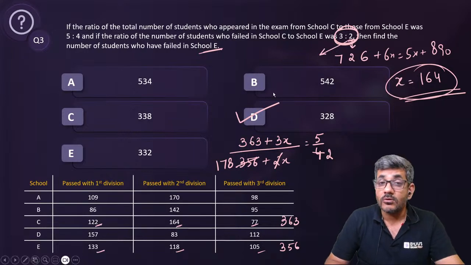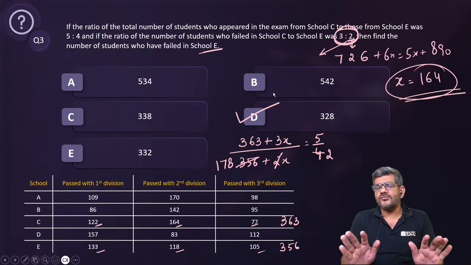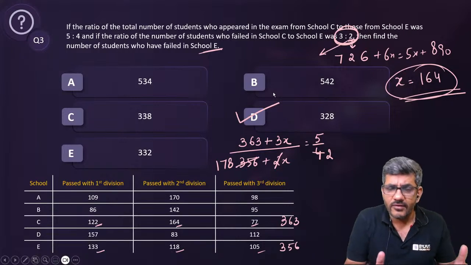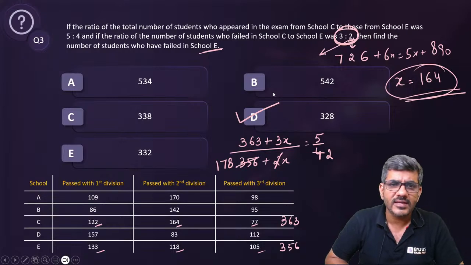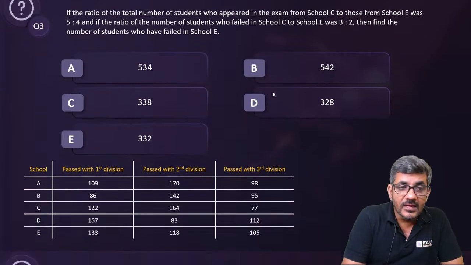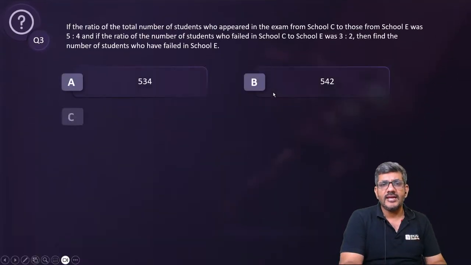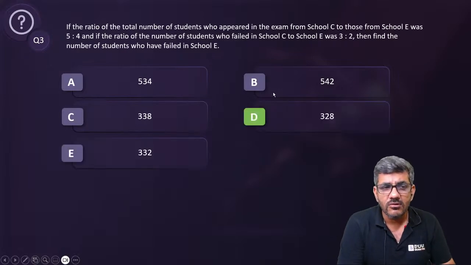It was a calculative question and I am not able to find out any shorter way of doing this question. In my opinion, मेरे ख्याल से पूरा करना ही पड़ेगा. कोई छोटा तरीका मुझे नजर नहीं आया. ठीक है? That was question number 3 for all of you. The right answer is 328. I'll move ahead now to the next question.